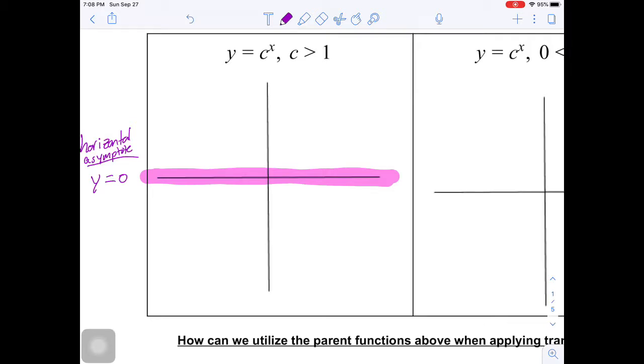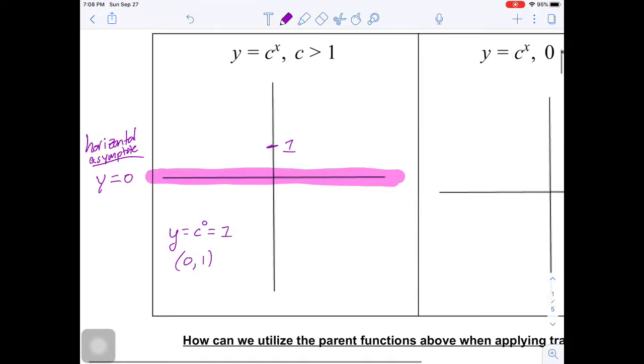Another really special point here is our y-intercept. Our y-intercept, again, is when our x value is made 0. And remember, any number to the power of 0 is 1. So you get this special point at (0, 1). We can make a really rough estimate, put it right there. Remember, this c value is a number greater than 1. So it could be 1.1, it could be 2, 3, it could be 4.5, anything. But all of these equations are going to have a horizontal asymptote at y equals 0 and a point at (0, 1).